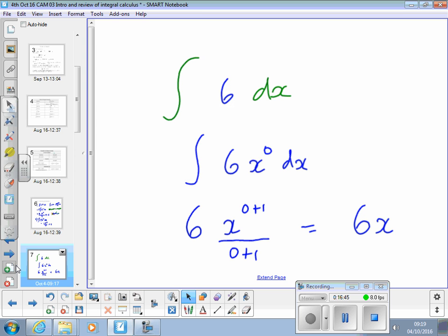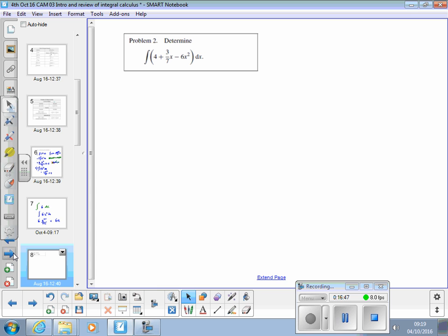So, applying what you've already been shown, have a go at doing that one, bearing in mind the sum rule. You're going to integrate each of these 4 terms separately, and either add them together or subtract them according to the signs in that function. So have a go at that one, see if you can do that.